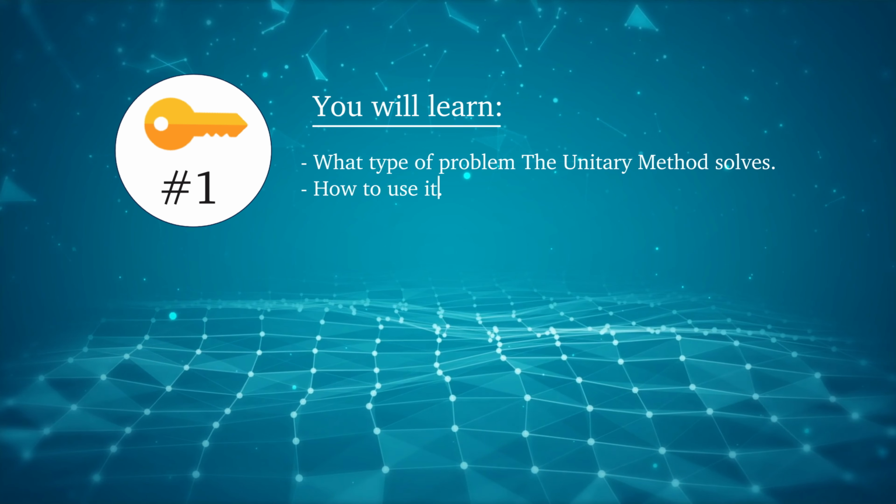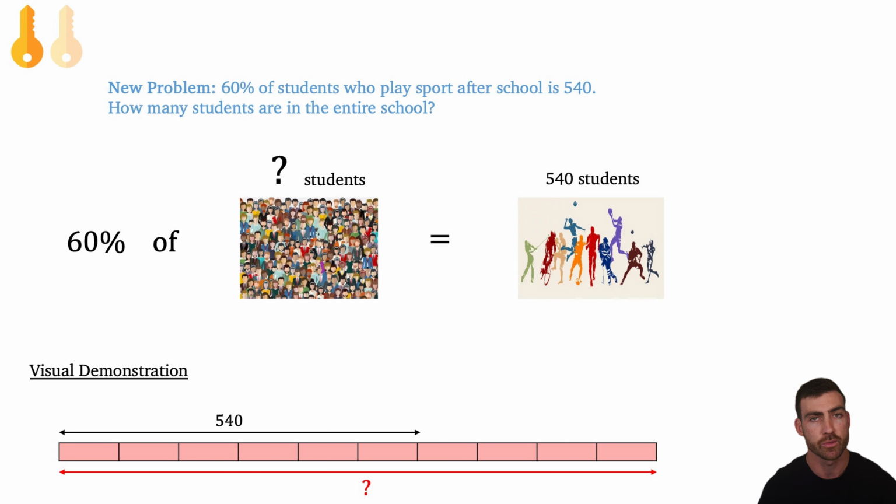But here's where many students get stuck. What if the question is reversed? Suppose we are told that 60% of students is 540. How many students are there in the entire school? Now we don't know the original amount, and this is where students freeze, because the previous method no longer works. So how do we solve this? We use something called the unitary method.